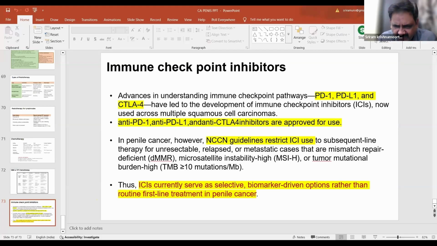Yes, there is another question raised here. Vivek, do you practice radical penectomy in your center, Vivek?